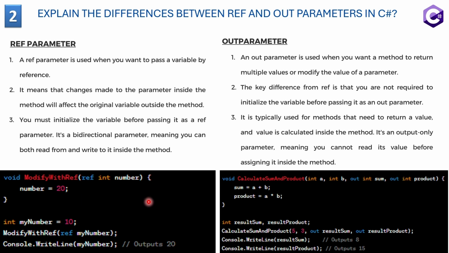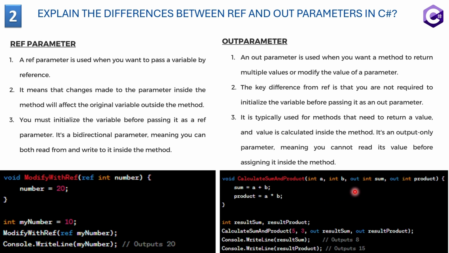When it comes to the out parameter, it is used when you want a method to return multiple values or modify the value of a parameter. The key difference from ref is that you are not required to initialize the variable before passing it as an out parameter. It is typically used for methods that need to return a value, where the value is calculated inside the method. It's an output only parameter, meaning you cannot read its value before assigning it in the method. So it's unidirectional.